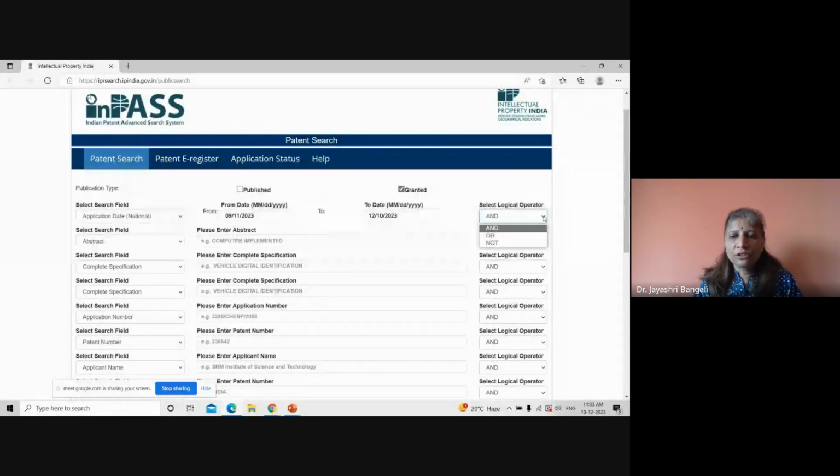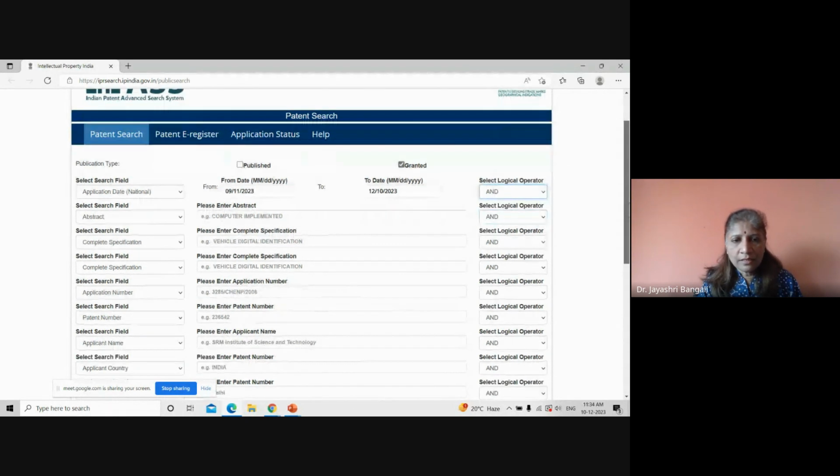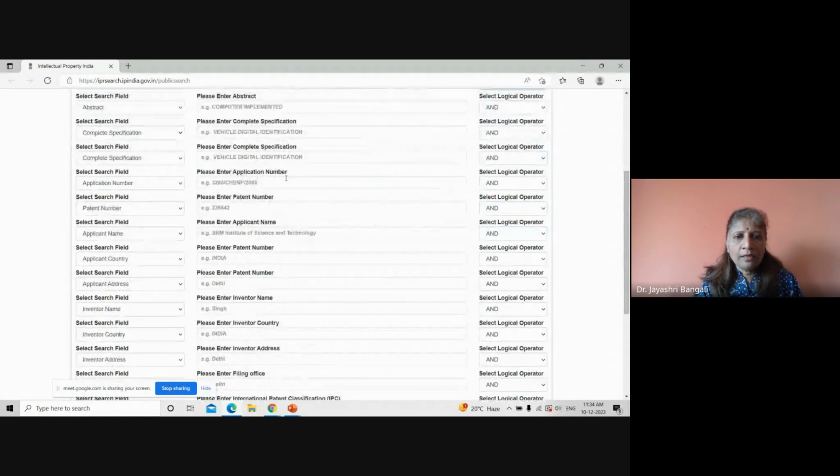So there are three logical operators for searching this. You can search by using these three logical operators also. Then you can just go through the other fields. You can type the complete specification, or the vehicle digital identification, or whatever it may be, if you know the patent number, or the applicant name. So by any field you can search on this site.